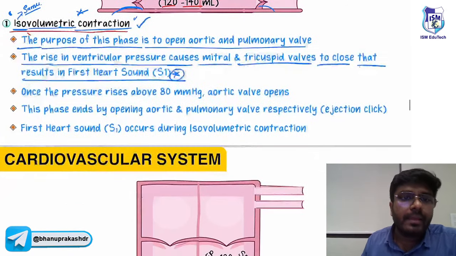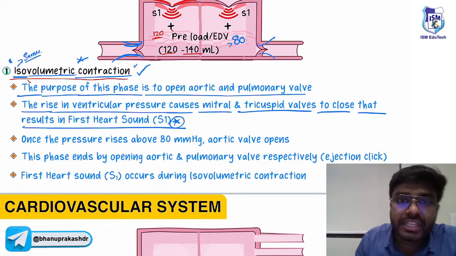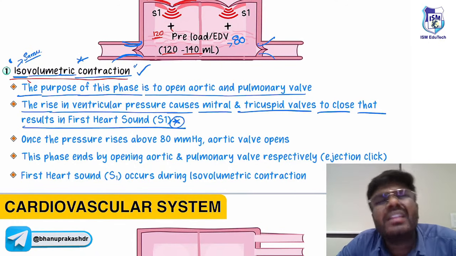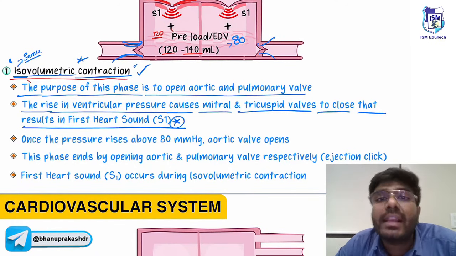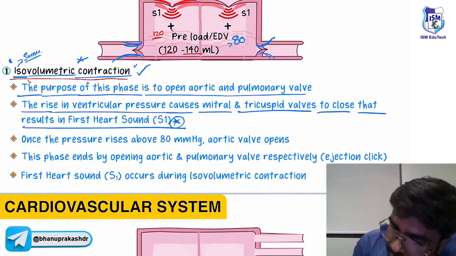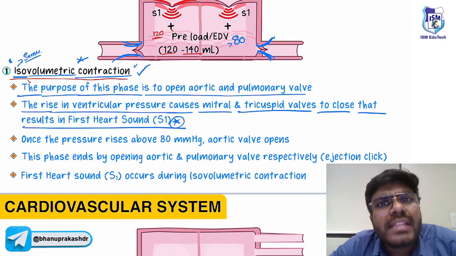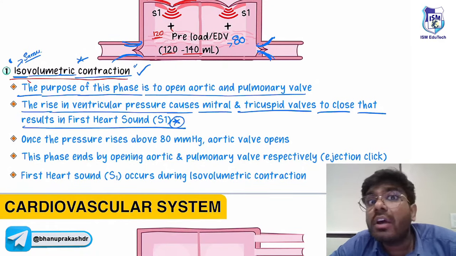M1, T1. Now once the pressure here is greater than 80 mmHg, say it becomes 81, or to be very precise, 80.1, just more than 80, immediately the aortic valve is going to open. When the aortic valve is opened, can you call it isovolumetric contraction? No, it's not isovolumetric now.